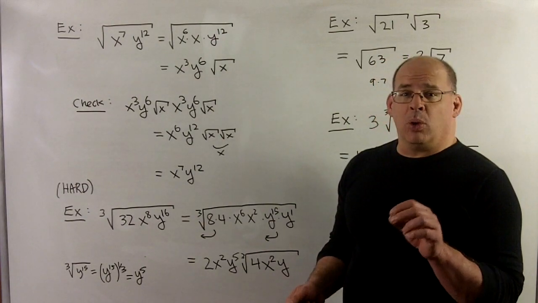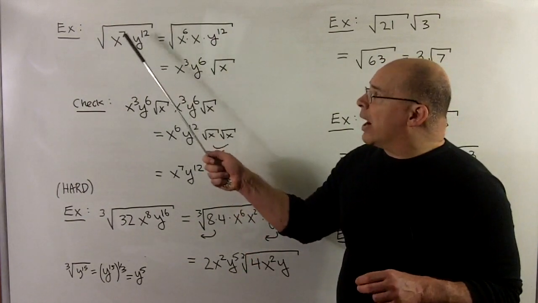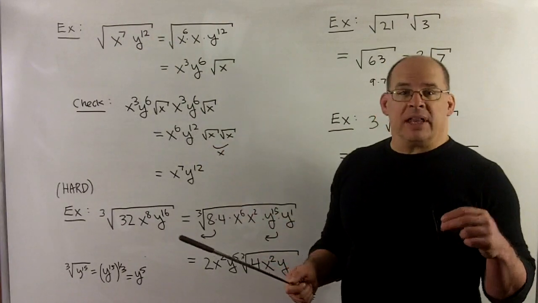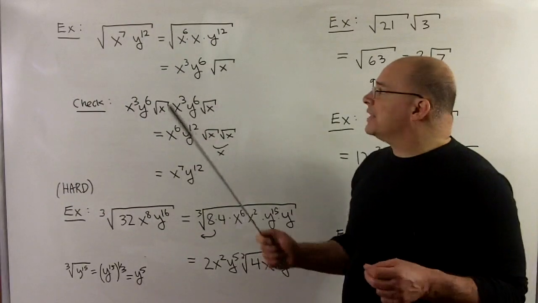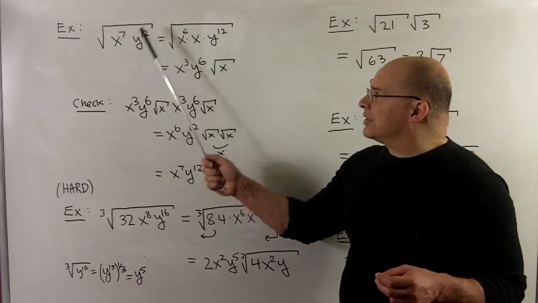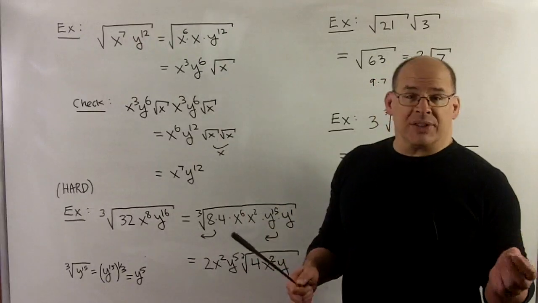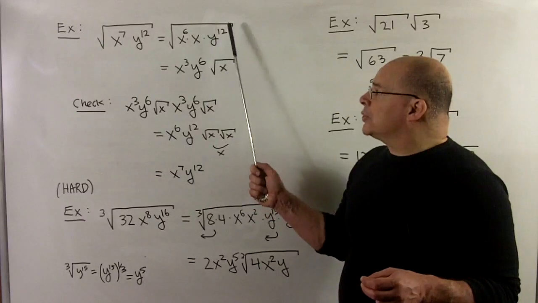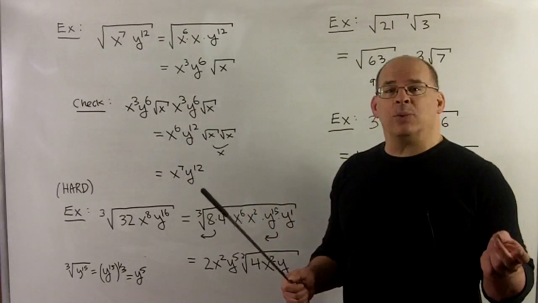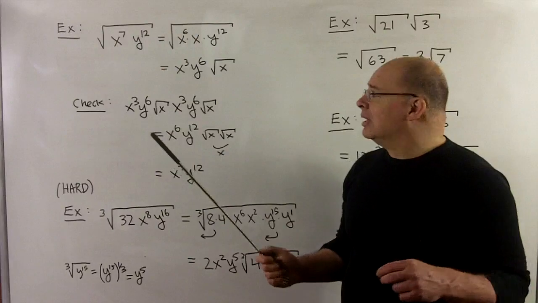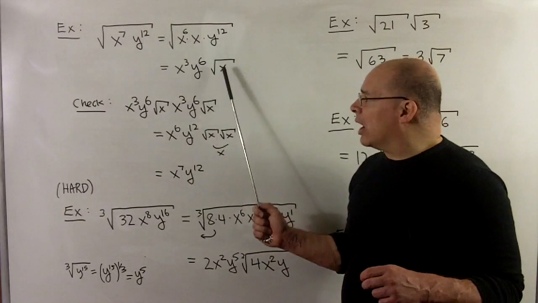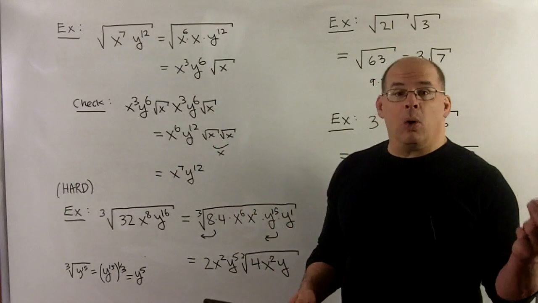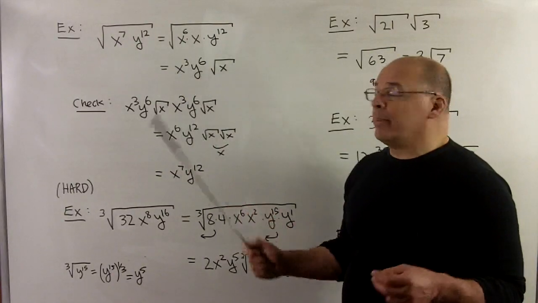Now let's try an example with an odd power. So I'll have square root of x to the 7, y to the 12. If I take half of 7, that's not going to go cleanly. So what we'll do instead, I'll take off 1 x from the x to the 7. That'll leave us with an x to the 6. And now the x to the 6 goes to an x cubed. The y to the 12 goes to a y to the 6. And what we're left with under the radical is an x. So we get x cubed y to the 6 square root of x. If that looks strange, we could always check our answer. So we'll take our answer and multiply it by itself.